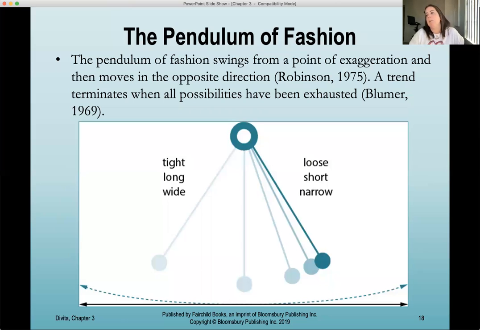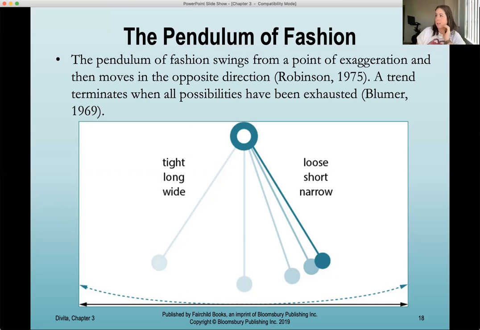And lastly, the pendulum of fashion. Okay, so it swings from a point of exaggeration, and then it moves in the opposite direction. So a trend essentially terminates when every possibility has been exhausted. So we've hit the lower class. We've tried to simultaneously hit all the classes at once. We've participated in mass communication about the trend. We've given it to the elite to have it trickle down. Once it's hit every possibility and it's been exhausted, it kind of at that point terminates and dissipates.